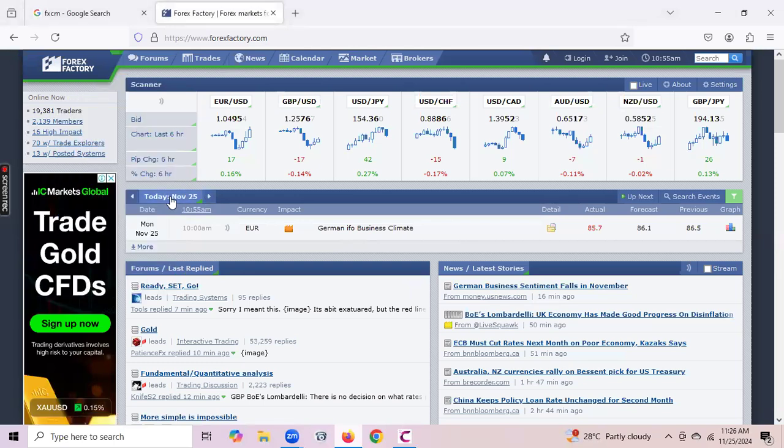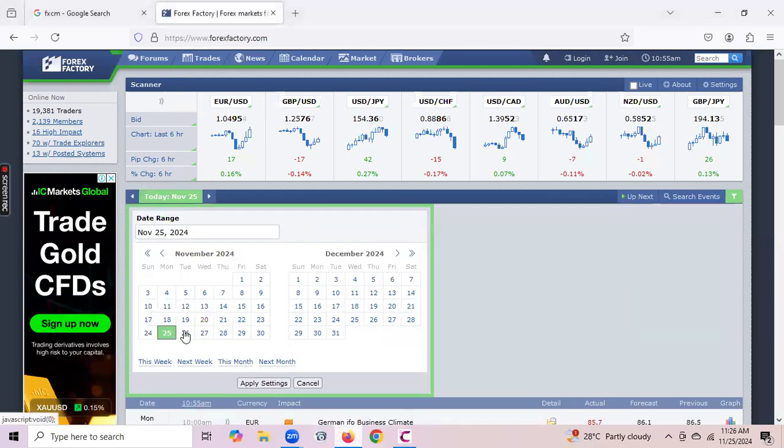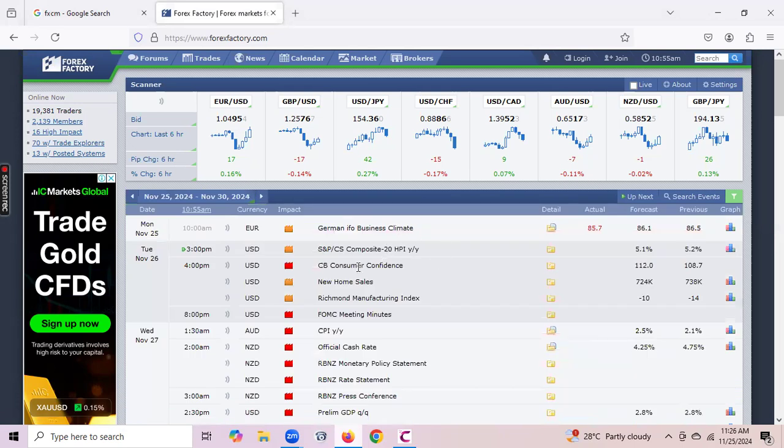So it's okay. I think there's news for USD tomorrow also. Let's confirm. There is news for USD tomorrow, so my first trade on USD would be tomorrow. The confidence report will be released by 4 p.m. tomorrow, so I'll be executing my first trade on USD after this news is released at 4 p.m.